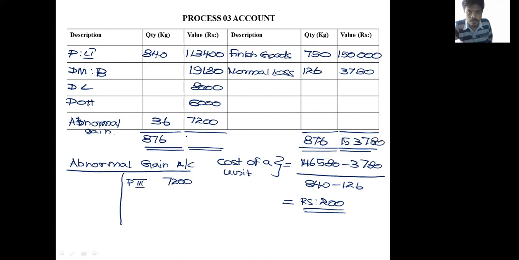153,780. This side also should be 153,780. Now here what we can notice: we expected the wastage of 126 units, but we saved 36 units from that.